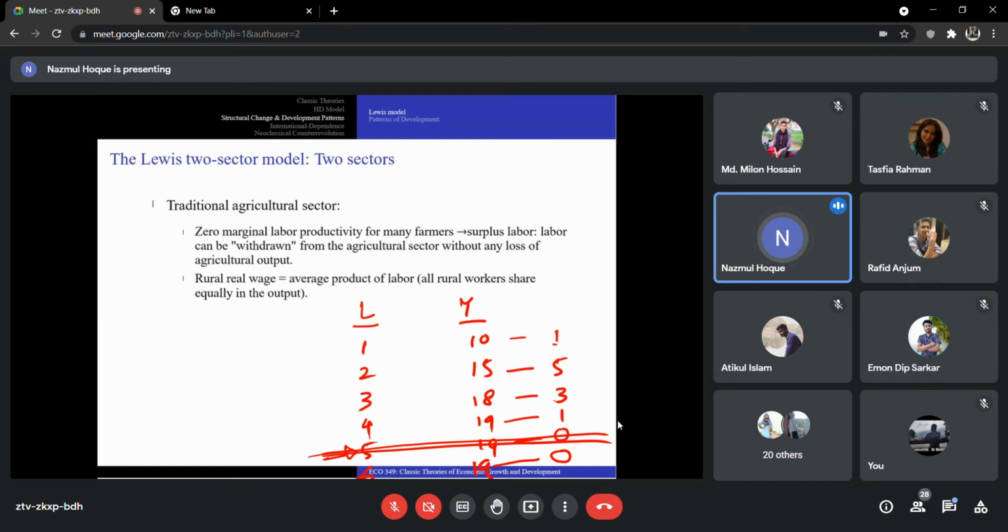So that is one of the features that we would expect in the traditional sector. And the wage rate, as I was talking about, in a rural area is going to be equal to the average product of labor rather than the marginal product of labor.